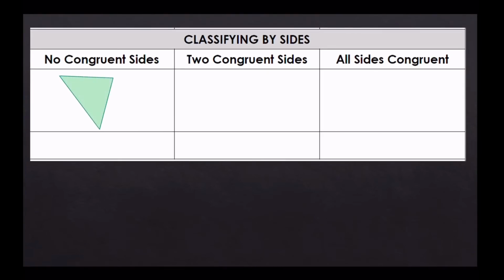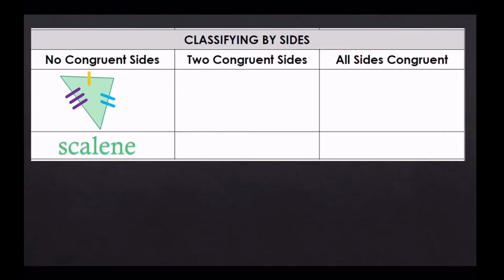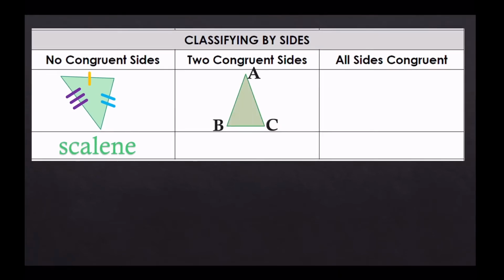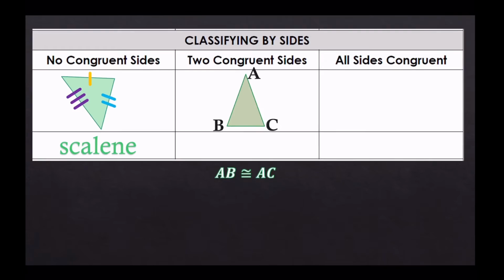So a triangle with no congruent sides might look like this. Those 3 sides have different lengths. Those are called scalene. A triangle with 2 congruent sides. So let's put our variables. AB would be congruent to AC. That symbol means congruent. So AB is congruent to AC. That's what those markings there mean. That means AB and AC are the same length.